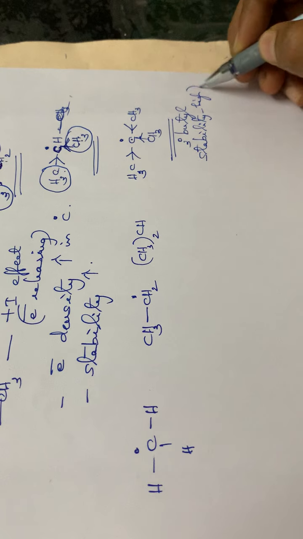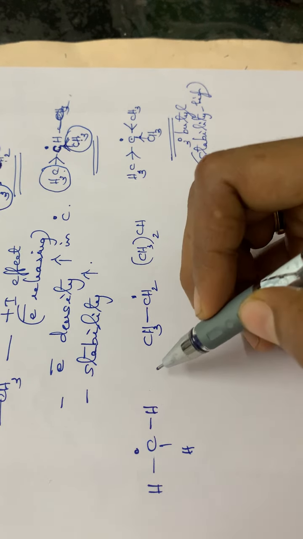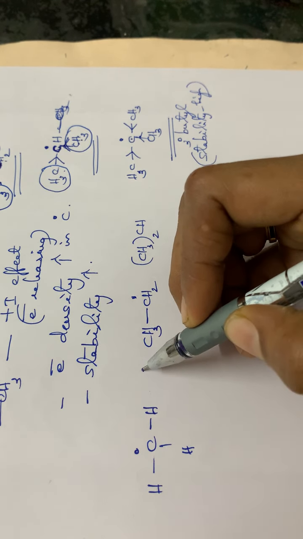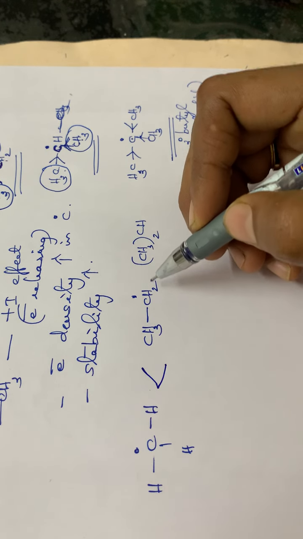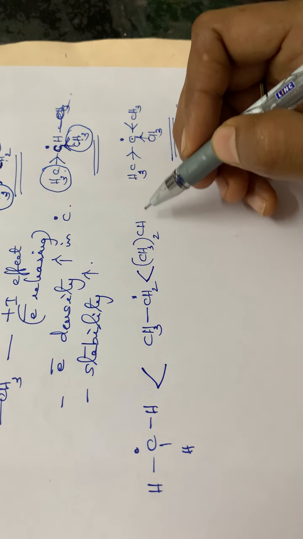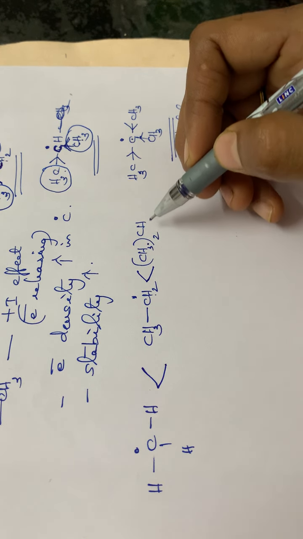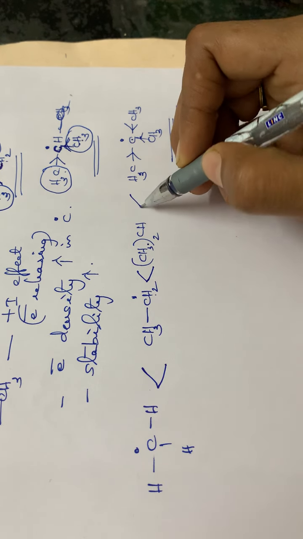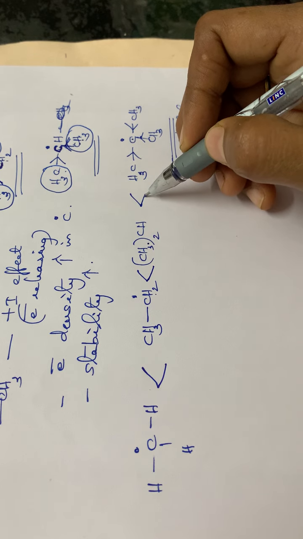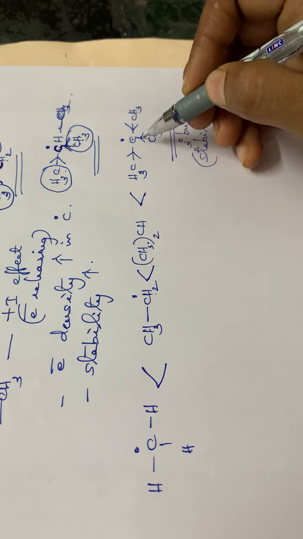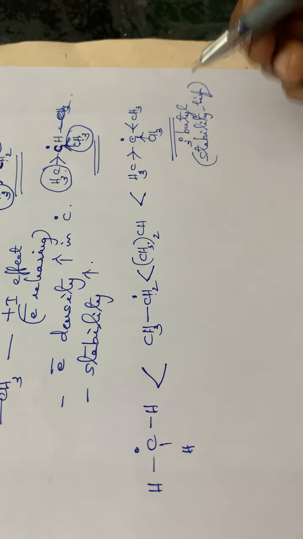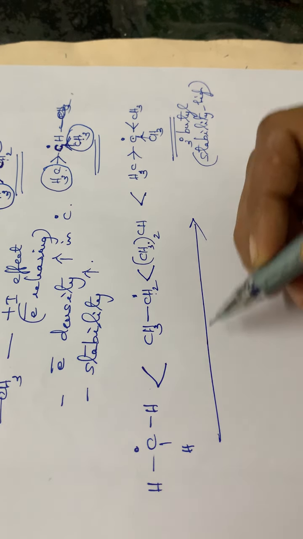Tertiary butyl will have the higher stability. That means the CH3 group is less stable compared to the ethyl free radical, and the ethyl free radical is less stable compared to the isopropyl free radical. Then the isopropyl free radical is further less stable than the tertiary butyl free radical. So the stability increases in this order.